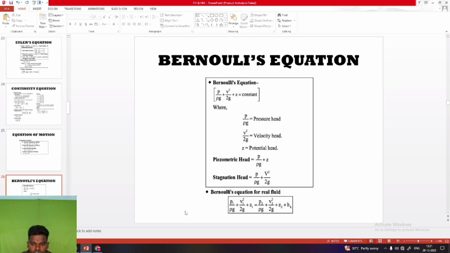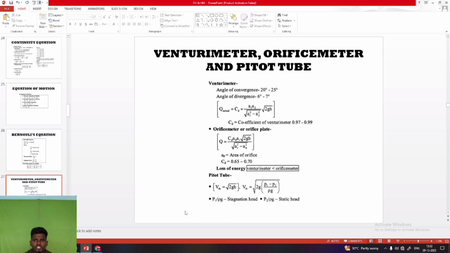And Bernoulli's equation for real fluid: P1 divided by rho g plus V1 square divided by 2g plus Z1 is equal to P2 divided by rho g plus V2 square divided by 2g plus Z2 plus HL. Venturimeter, orifice meter and pitot tube. For the venturimeter, the angle of convergence is 20 degrees to 25 degrees, and the angle of divergence is 5 degrees to 7 degrees. It involves actual discharge and theoretical discharge.